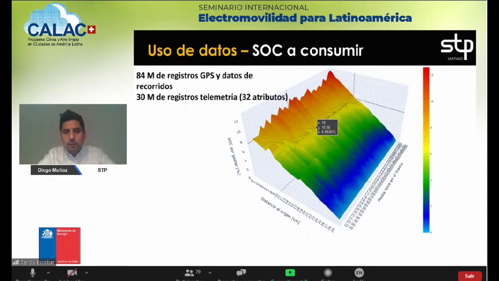It is important to consider that for a specific month there are 84 million records in GPS and trip data and 30 million telemetry records with 32 attributes. Now, in the case of SOC, you look for the same thing. If I am at a certain distance from the origin at a certain time of the day, how much will I consume to get to the end of that route? For example, if I'm at kilometer 10 of the route and it's 15:30 hours of the day, I'm going to consume this. This is a particular use.